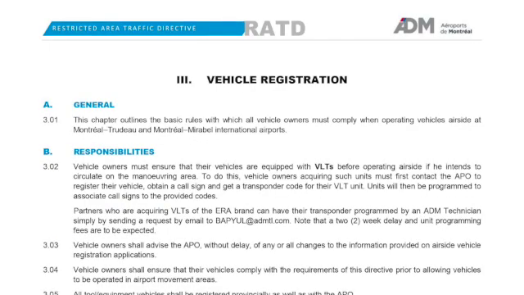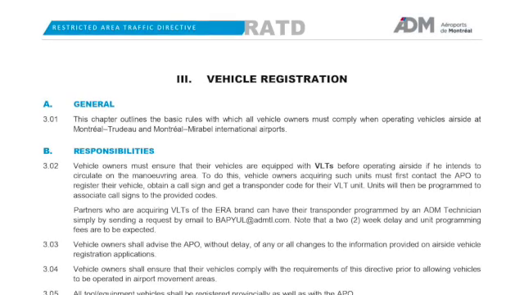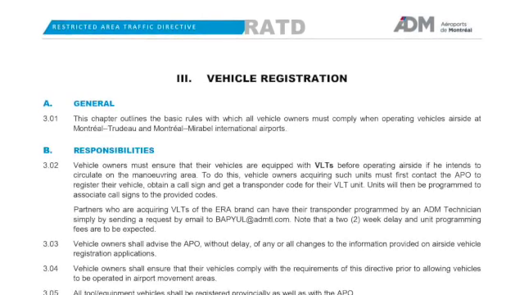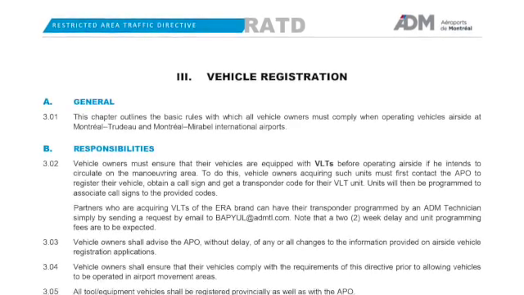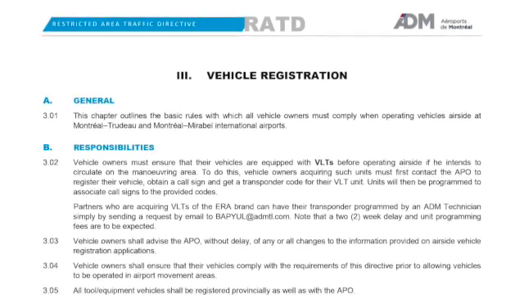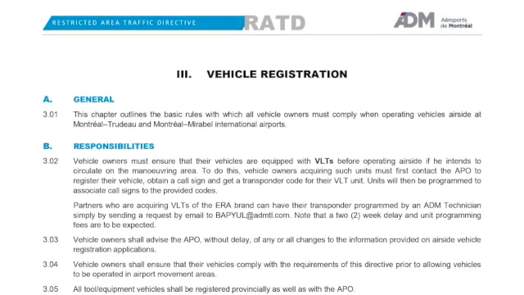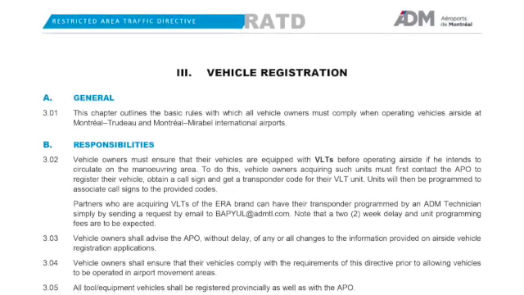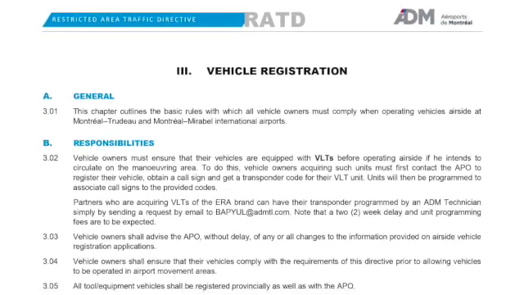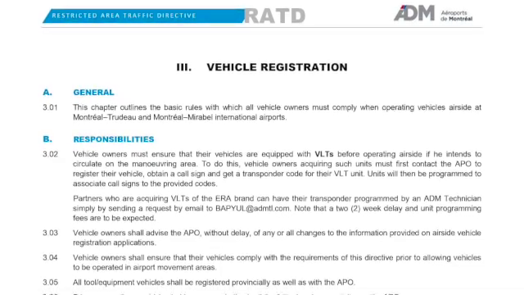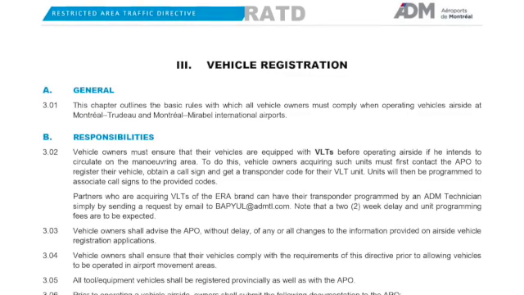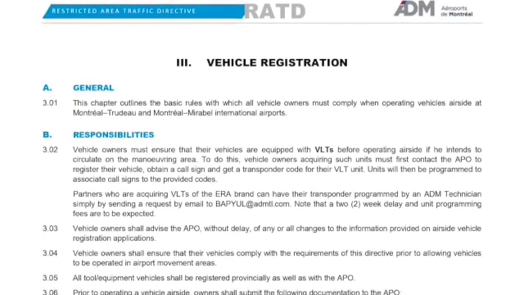3. Vehicle registration. A. General. 3.01. This chapter outlines the basic rules with which all vehicle owners must comply when operating vehicles airside at Montreal Trudeau and Montreal Mirabel International Airports. B. Responsibilities. 02. Vehicle owners must ensure that their vehicles are equipped with VLTs before operating airside if they intend to circulate on the maneuvering area.